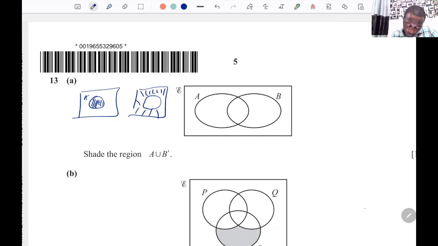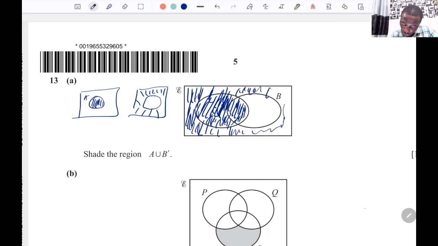When I put them together now, it means all of A is shaded. All of A is shaded, and B prime is outside, so that means the outside is also shaded. So you can use your pencil to do the correct shading, leaving B inside. That is what they want you to do, leaving B inside.